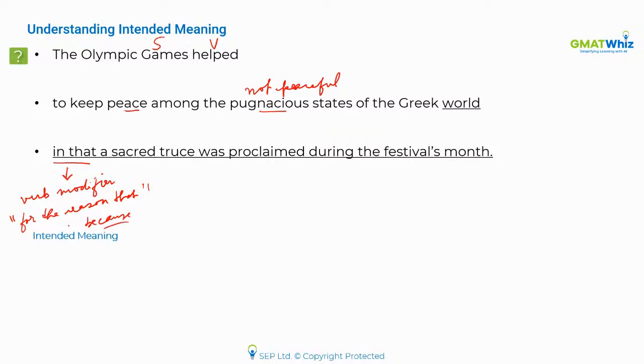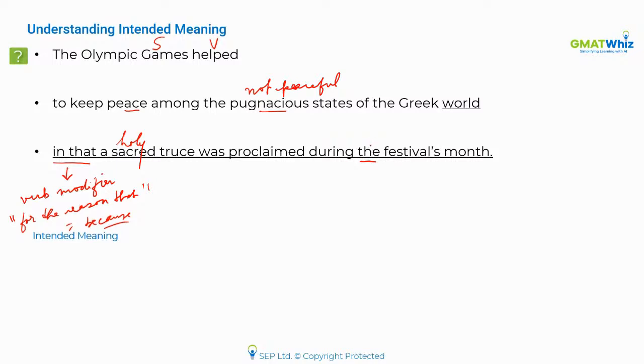All right, so they are giving us a reason why the Olympic Games helped to bring about peace. They're going to give us a reason behind that. A sacred truce. Once again, if you don't know what a truce is, don't worry, it is something. Sacred, most of us would know. A holy something was proclaimed, that means was announced during the festival's month.